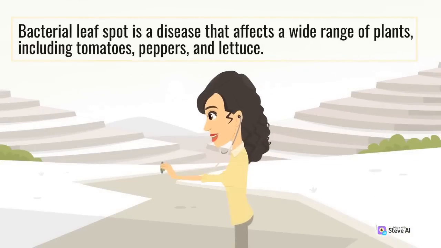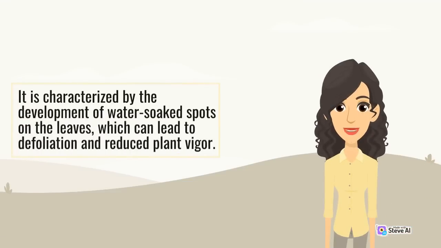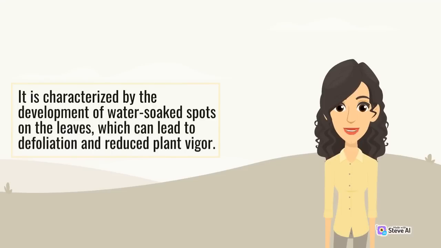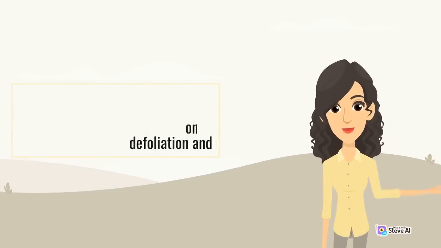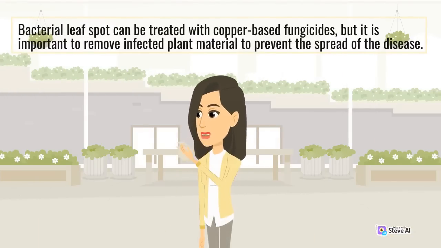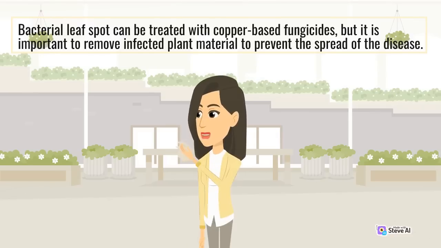Bacterial leaf spot is a disease that affects a wide range of plants, including tomatoes, peppers, and lettuce. It is characterized by the development of water-soaked spots on the leaves, which can lead to defoliation and reduce plant vigor. Bacterial leaf spot can be treated with copper-based fungicides, but it is important to remove infected plant material to prevent the spread of the disease.